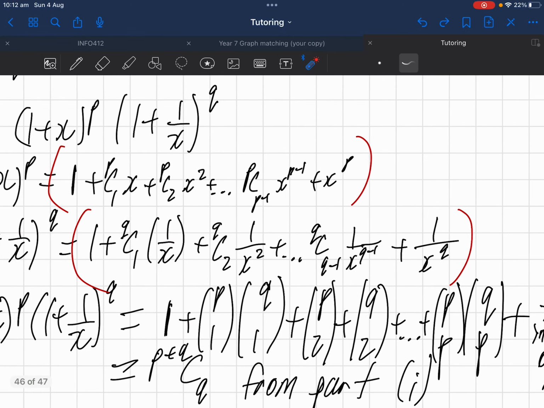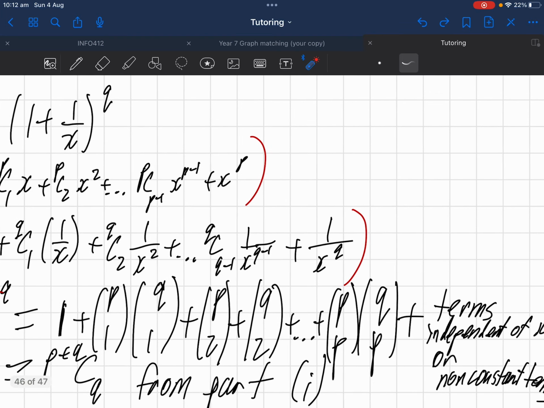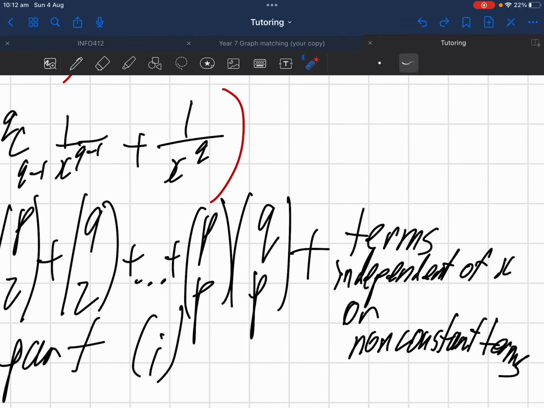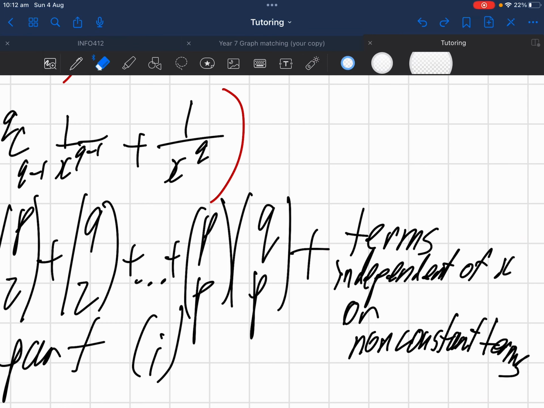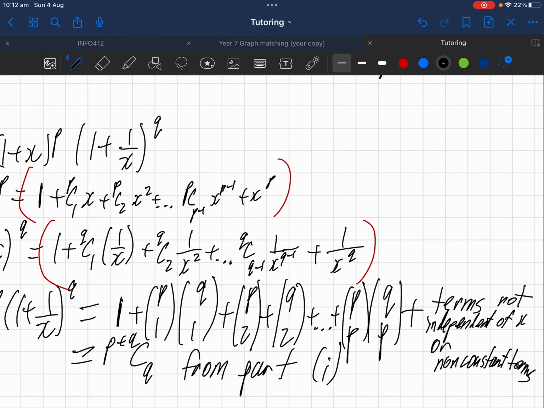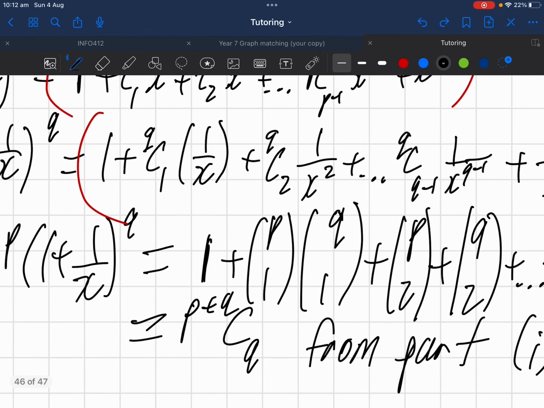It's still included when you multiply this, which is why at the end, and this is why it's sort of hard to show things in this question, you write plus terms not independent of x, I should say, or non-constant terms. So the ones that actually still involve an x that don't cancel, they're going to be clumped somewhere here, but we don't need to worry about that. But we know that they're there. That's how you structure this question.